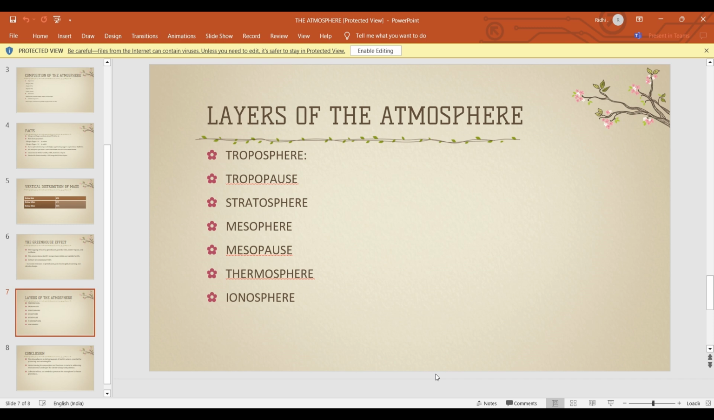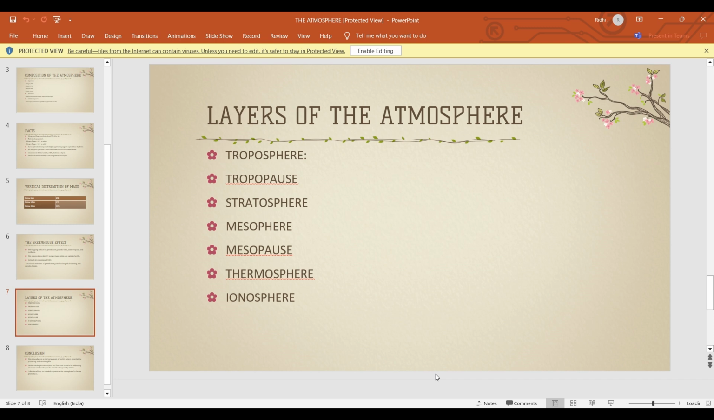The term has been derived from the Greek term tropos, which means to turn, and sphere means the earth, which means turning the earth. Now, since there is turbulent mixing of gases, that is the only responsible reason for the occurrence of weather.